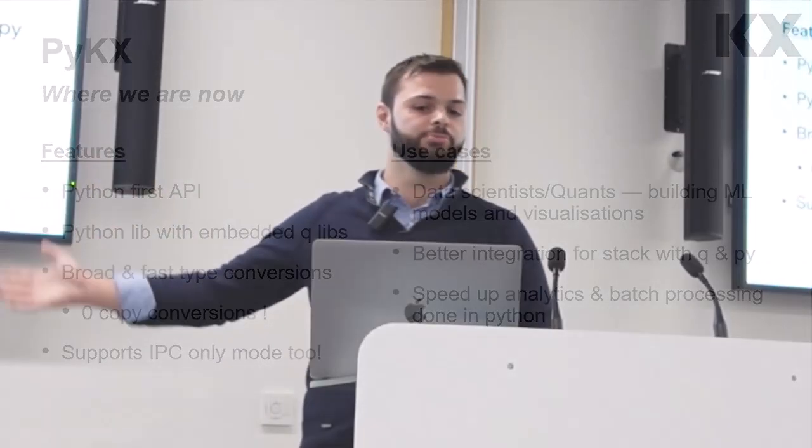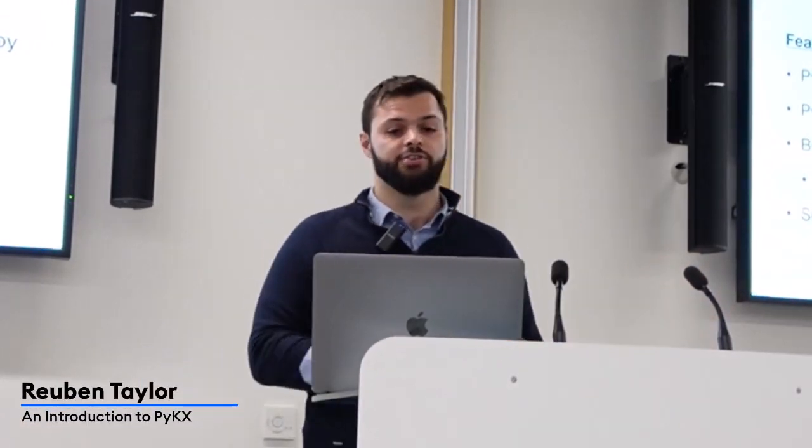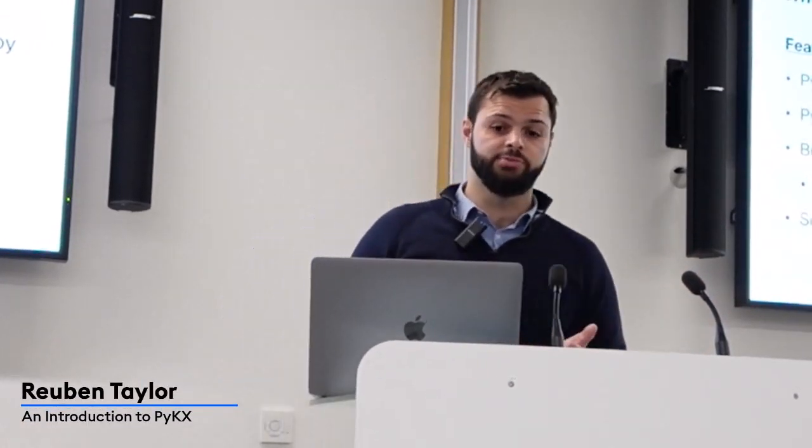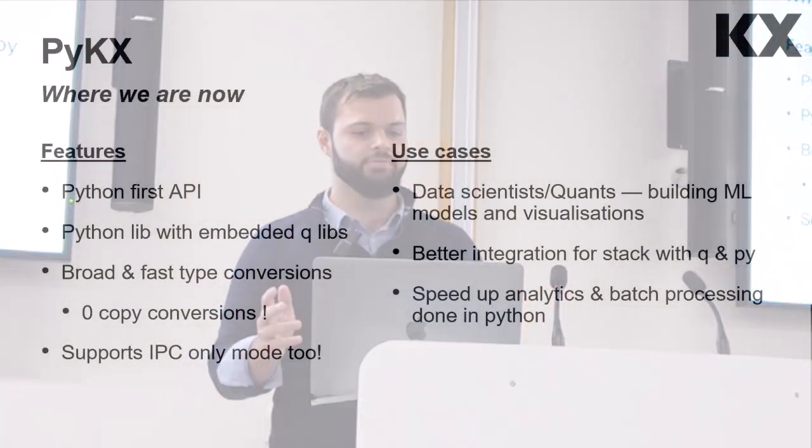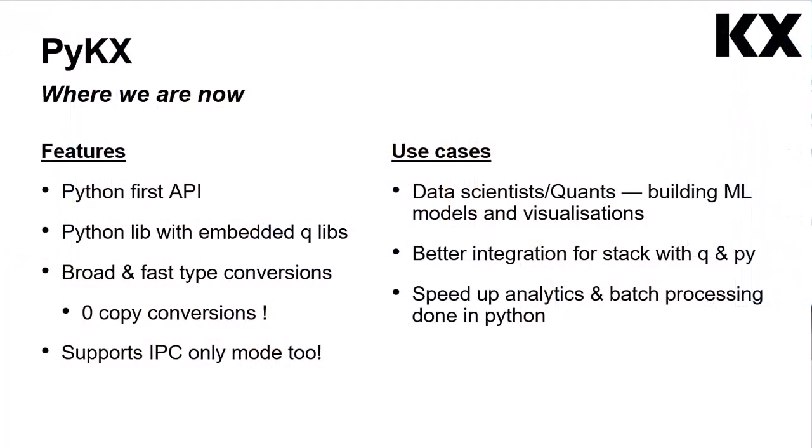You don't need a separate q process running. You don't need anything else. You just need a Python shell with this library and a license, obviously. And you can start writing q as you would in a regular q process. You can pull it back into pandas. You can pull it into NumPy. You can even pull it into PyArrow, so it does Parquet and stuff as well. It's got very fast type conversions, a lot of times zero copy, so we actually just repoint a pointer somewhere, which is pretty neat.